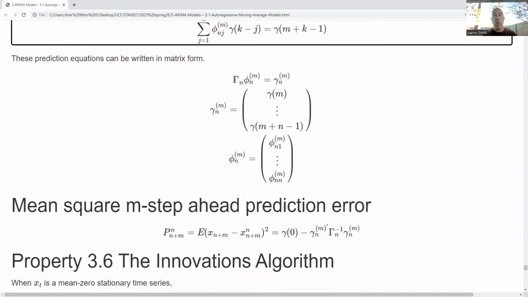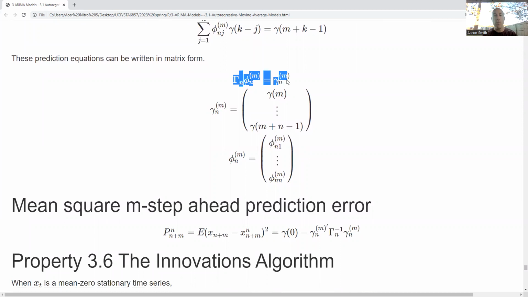So boom, now I have an equation in matrix format. Big gamma sub n is a matrix, and phi sub n superscript m are the coefficients for m steps into the future, and gamma sub n is that autocovariance vector. Okay, so potentially I could go through and solve this using matrix algebra, using systems of equations, using an inverse of big gamma.